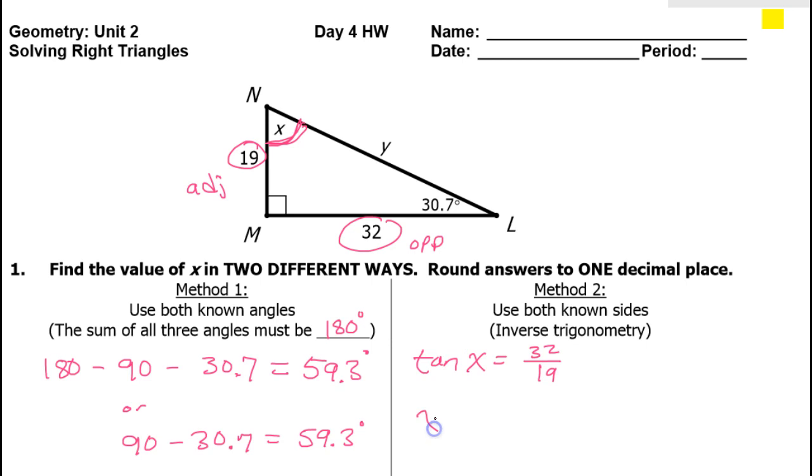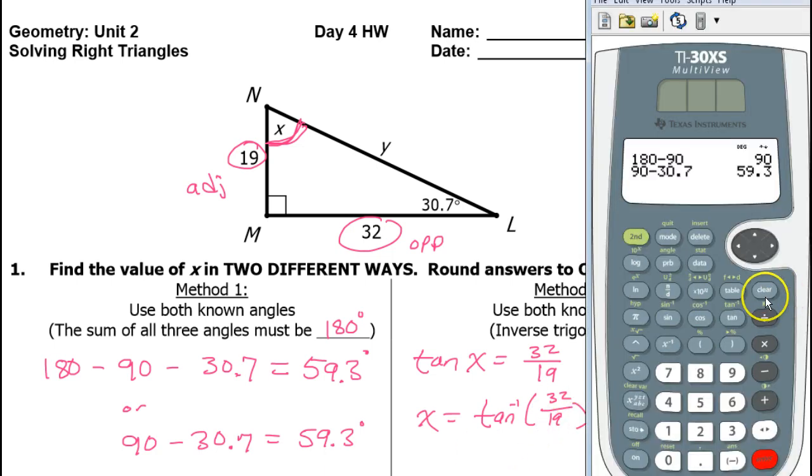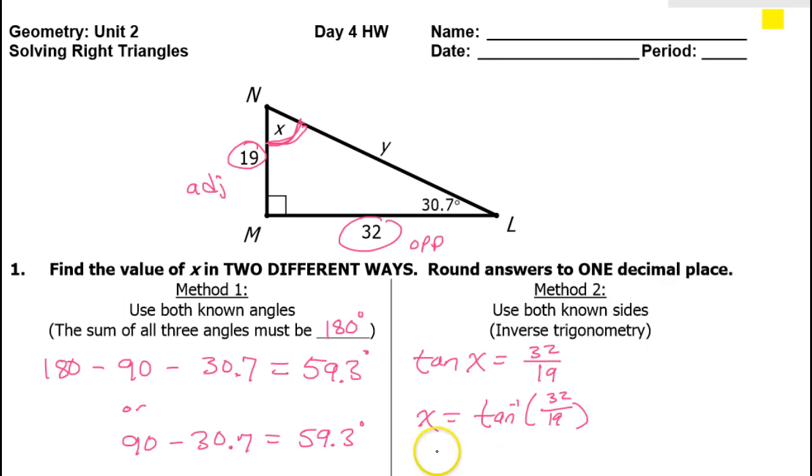So then the angle will equal the inverse tangent of 32 over 19. And this is something you can just put in your calculator. For inverse tangent, you'll have to hit second tangent and then 32 over 19. So that is 59.3, which is what we got by the other method.